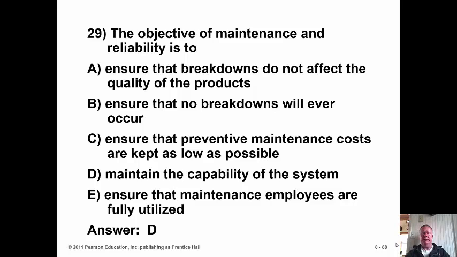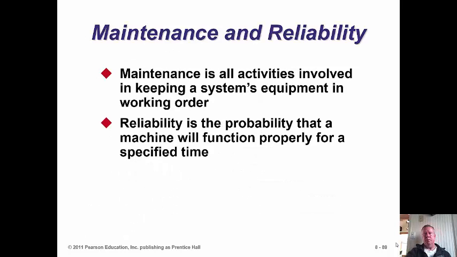The objective of maintenance reliability is going to be something about capability. Yeah, capability, capacity, D there. So breakdowns will still occur. Yeah, breakdowns do not affect. Ensure maintenance employees are fully utilized. Anyway, yeah, D is the correct answer.